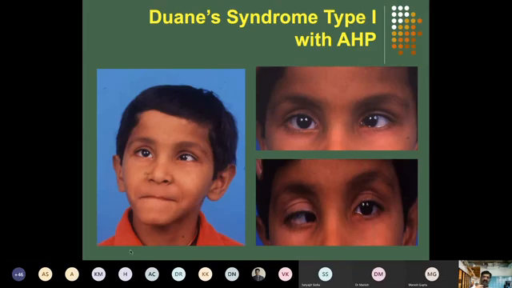As you can see, in this child, in primary gaze there is left esotropia, and in lateral gaze the left eye is not moving. In medial gaze there is retraction of the globe. So this is type 1 of Duane's with an abnormal head posture.